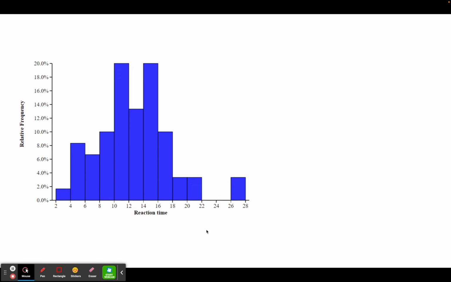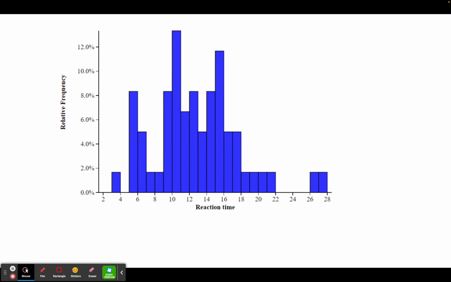Here's one where I did more classes. So here my class width is 2. I'm going from 2 to 4, 4 to 6, 6 to 8, and so on. So I end up with narrower bars, but there are more of them. And this one is also okay. This might be a little bit more than 10 classes, but it still is giving us a pretty good picture of how this data is distributed.